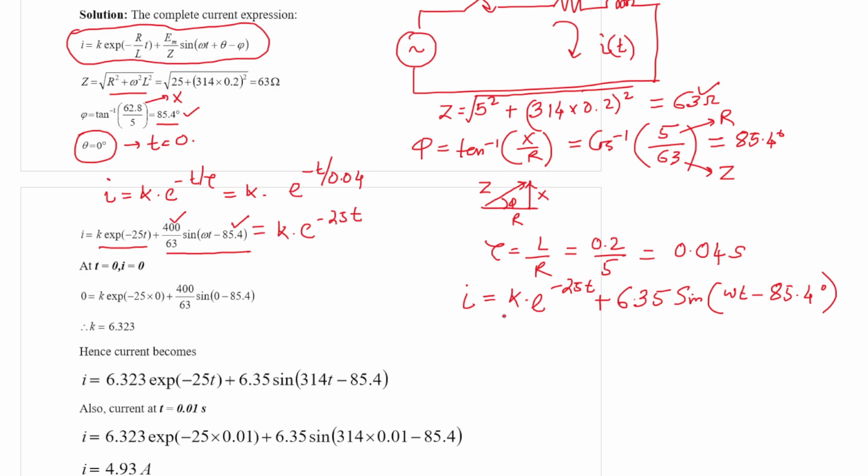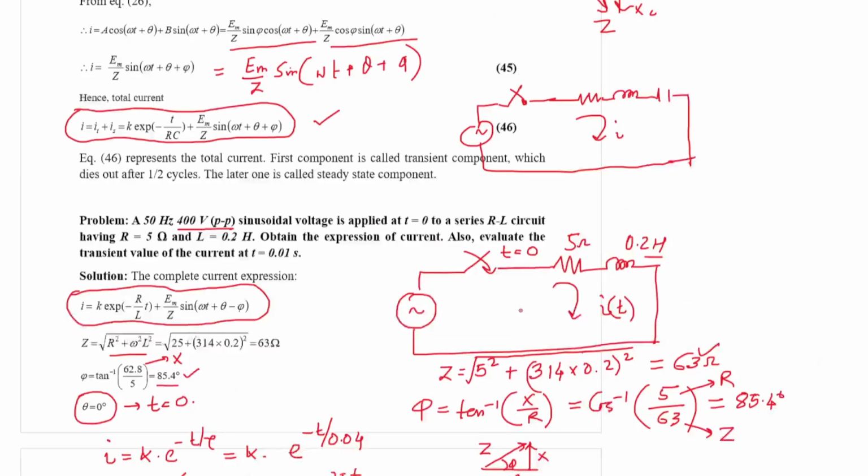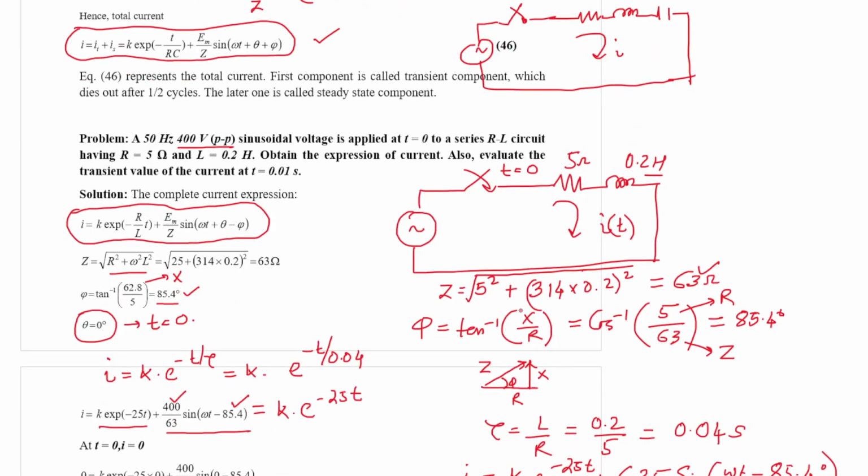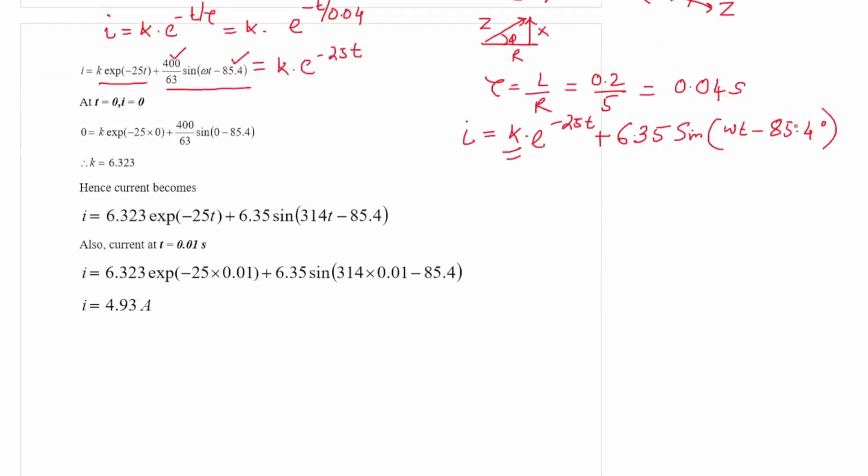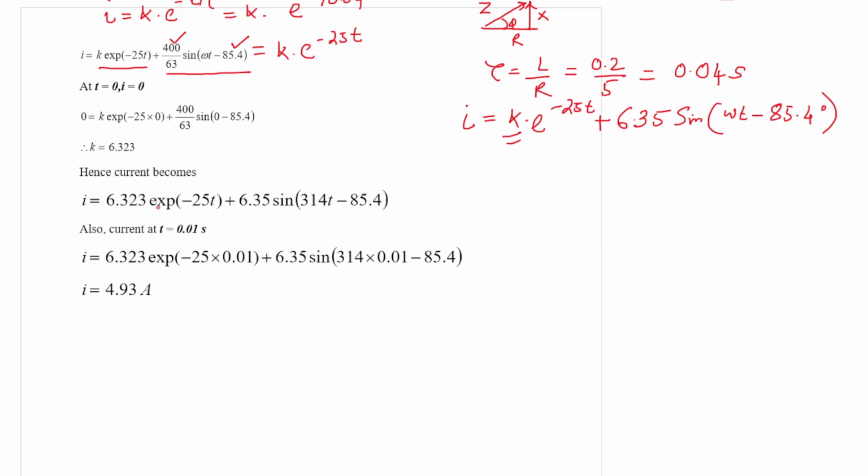Now you should evaluate the value of k. Before switching, there should not be any current. So we can write i0 minus will be 0. Just after the switching, i0 plus is also 0. At t is equal to 0, we have i is equal to 0.